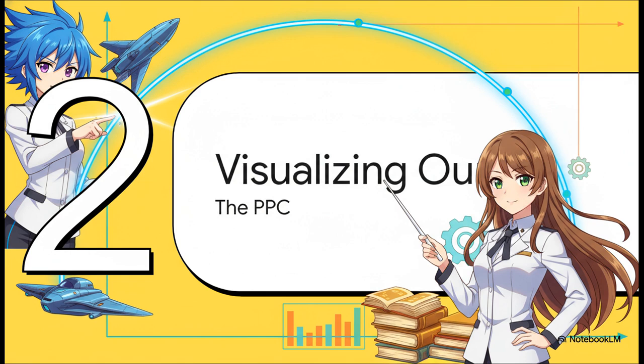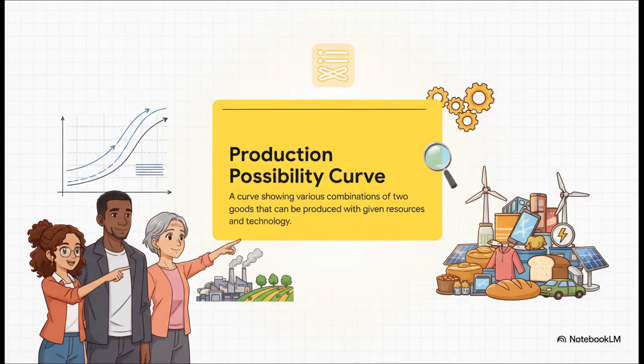Enter the production possibility curve, or as you'll often see it, the PPC. Think of the PPC as a kind of menu for an entire economy. It shows all the different combinations of two things it can produce, but only if it's using all of its resources as efficiently as humanly possible. It's basically the economy's production limit.